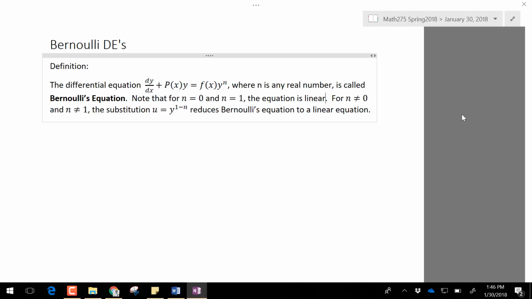So our substitution to make it linear is we're going to let u equal y to the 1 minus n power. Because what happens when you put y to the minus n over here, then this is just going to be a u, and that's going to be something else.